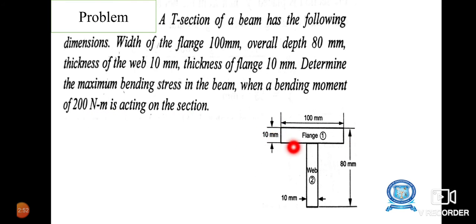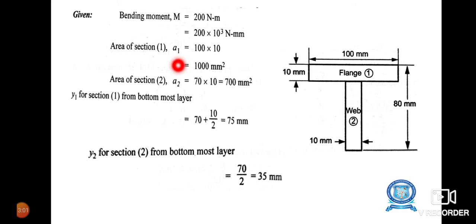The top portion is called the flange, the center portion is called the web. Okay, so those are the dimensions. Given the bending moment M is equal to 200 Newton meter, we have converted it to Newton millimeter, 200 into 10 power 3 Newton millimeter. Then we find the area of the section: A1 is equal to 100 into 10, 1000 millimeter square. Then the area of section 2 is 70 into 10, 700 millimeter square.